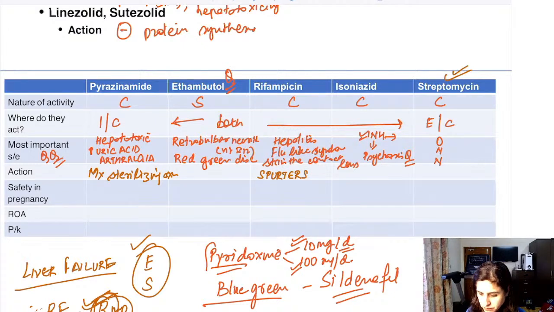ठीक है, and inside, because it is inside the caseous material. And isoniazid is best for the rapidly multiplying ones. ठीक है, best for rapidly multiplying. So spurters के लिए best rifampicin, sterilizing action maximum for pyrazinamide, and isoniazid best for the rapidly growing ones.